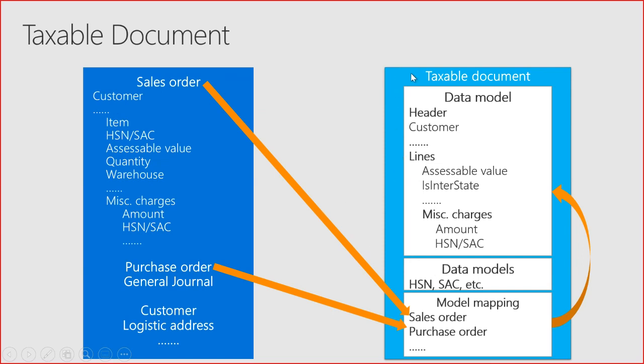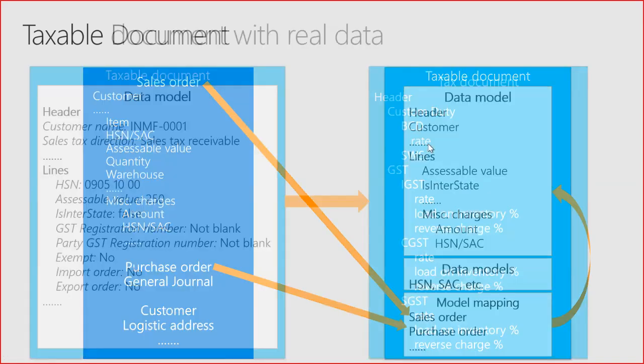So in the end, we have this model mapping, and then we have an engine to execute the logic you define in this taxable document. When you create a sales order, the engine will read the model mapping you define here, fetch the value from the sales order customer, and set this value to the data model header customer. So that is the logic.